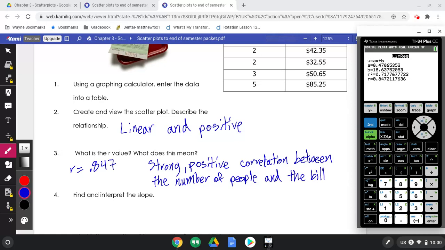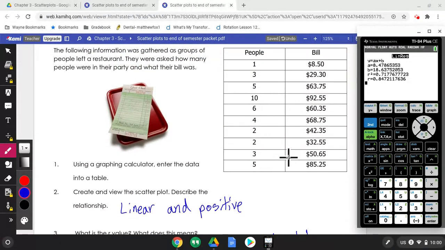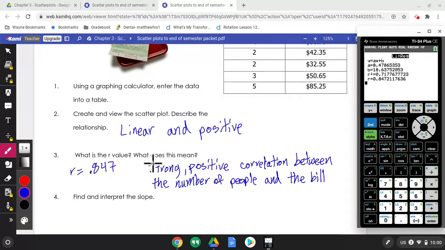Now, obviously, this makes sense. It's saying as the number of people in your party increase, your bill is going to be higher. Now, obviously, this isn't always the case. Maybe someone comes in, like this couple of 2 came in and spent $42.35. That's more than a couple of 3. So maybe that couple was out celebrating their anniversary or something. They got dessert. You never know. It's not always going to be consistent, but this 0.847 shows we have a strong positive correlation.